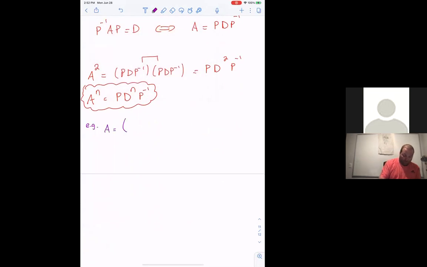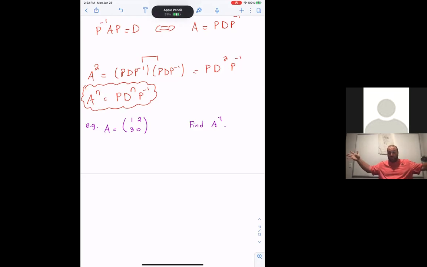A equals 1, 2, 3, 0. Essentially, the goal of this problem is to find A to the fourth power. Not really a question, just find A to the fourth power. Now, on paper 2, this is relatively easy. You plug A into your calculator, you do it to the fourth power, you have your answer. But what if this is on paper 1?